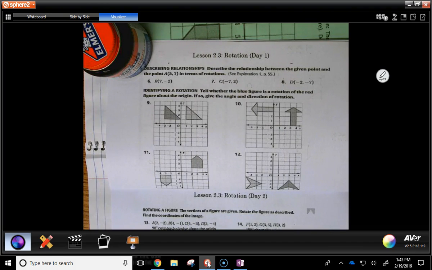9, 10, 11, and 12. Is it a rotation? If it's no, you say no, you're done. If it is, tell me I turned it clockwise this many degrees. Okay? That is due tomorrow. Okay, your test.